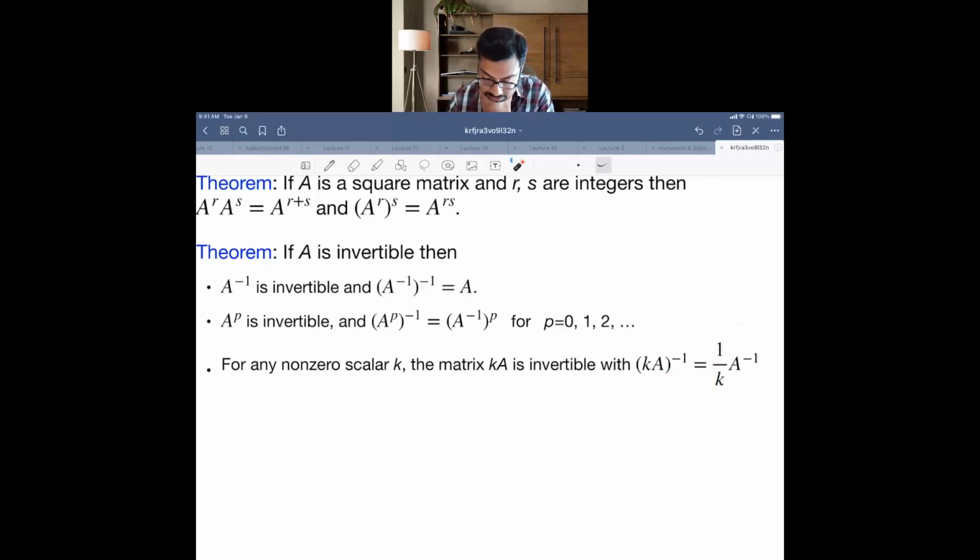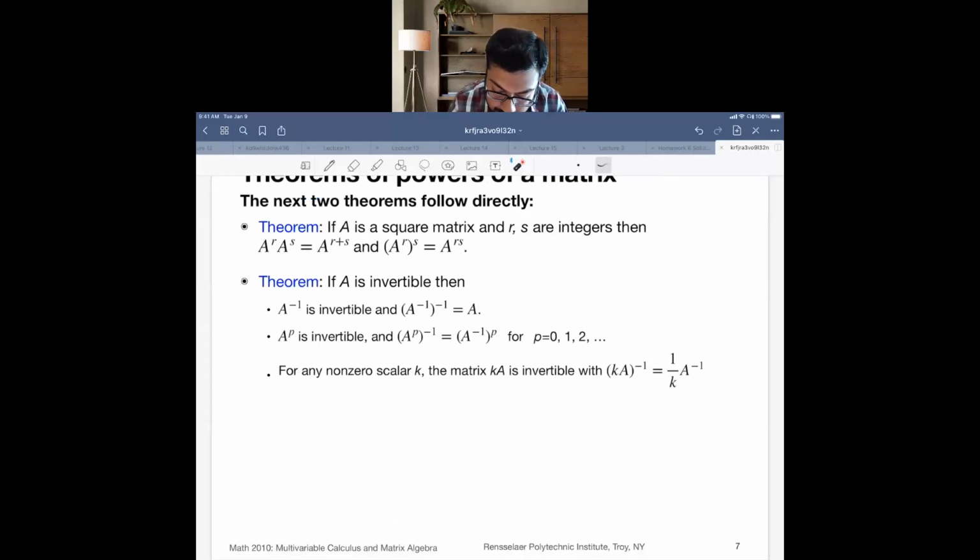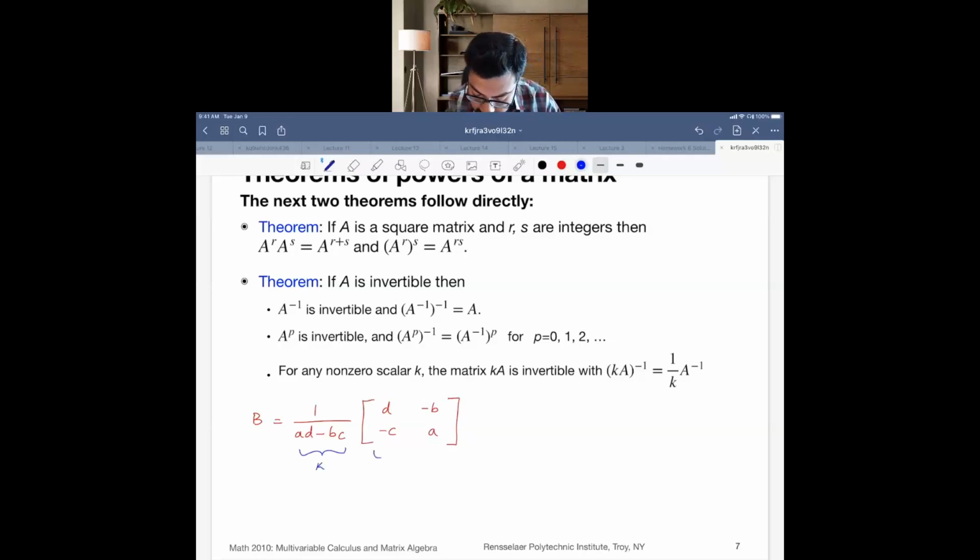So let's take a look at this property right here. I'm going to assume that I have some matrix, say B, and that matrix is 1 divided by AD minus BC, some scalar value that I'm multiplying with the matrix D, minus B, minus C, A. So I'm just considering this to be a K and this to be some matrix A. And we know that this, 1 divided by AD minus BC followed by the adjugate, is nothing but the inverse of A.